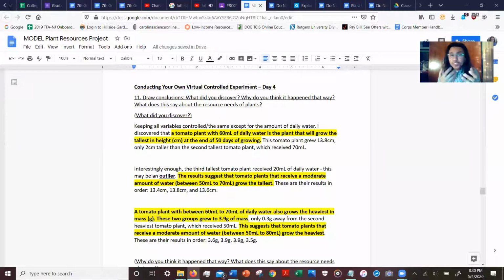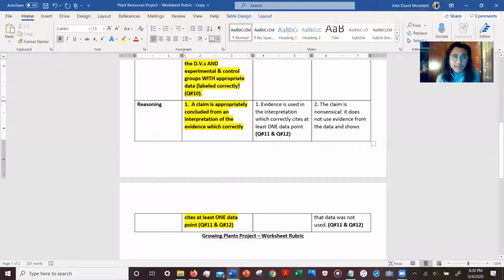Here, again, I'm using evidence, at least one piece of evidence I just named there, to make some interpretation to answer the question of number 11. Why do I think it happened this way? What does this say about the resource I changed and the resource needs of that plant? If I have that present, go ahead and give yourself 100% on that section. And since you've gone through C, E, and R, you are complete with grading yourself with this rubric.